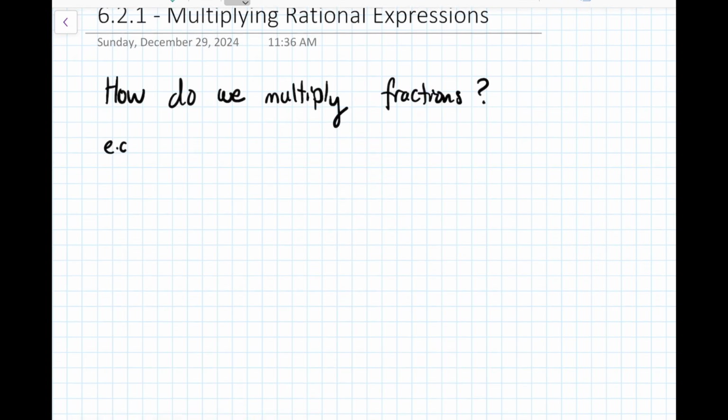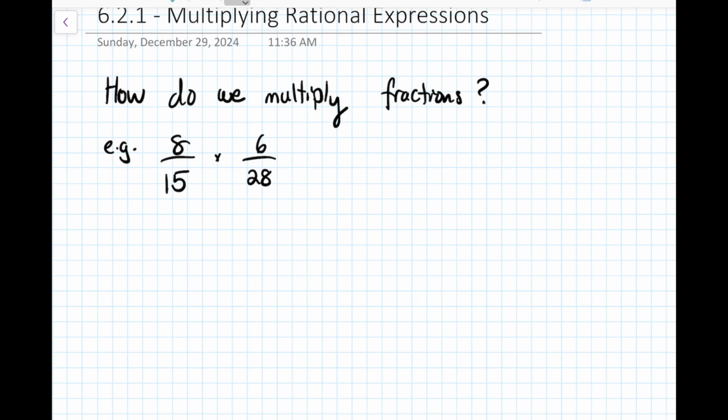So if you're good with your factoring and you're good with your fraction work, really there's not going to be a whole lot going on here that you don't already understand. So let's look at just some basic fractions like these, right? Not rational expressions. Well, technically they are rational expressions, but no variables. How do we multiply these things?